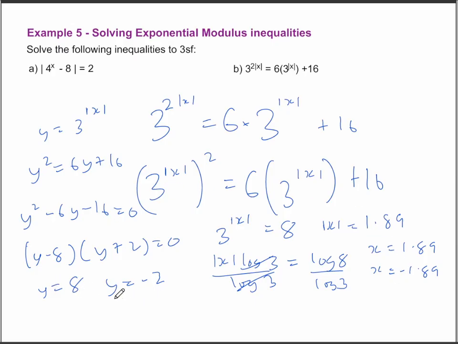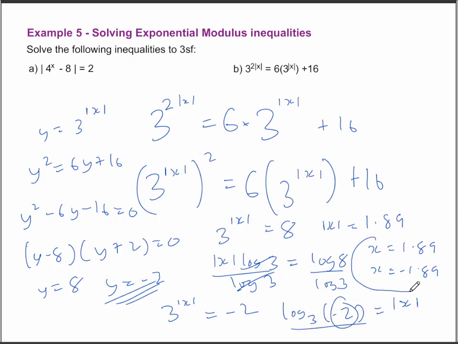y equals negative 2 is an impossible scenario because you can't have 3 power x equaling a negative number. Because again, if you change this into logarithmic form, we end up getting log base 3 of negative 2 equals modulus of x, which is impossible because we can't take log of a negative number. So your only two answers will be 1.89 and negative 1.89. And that is it for this lesson.